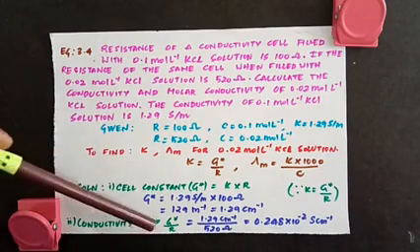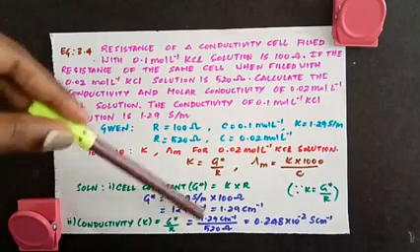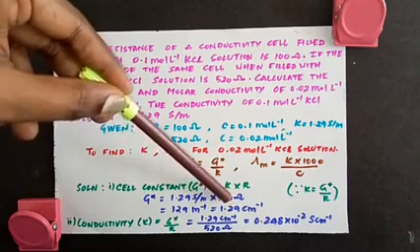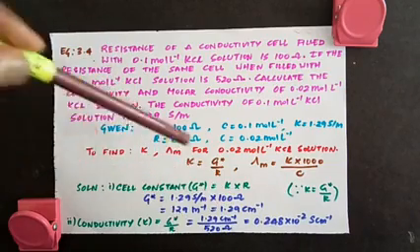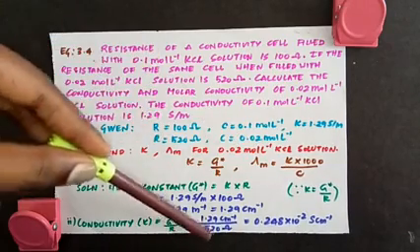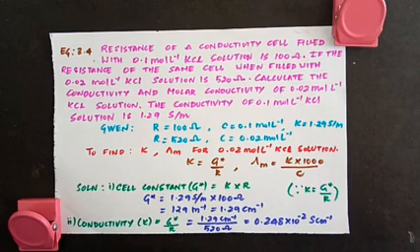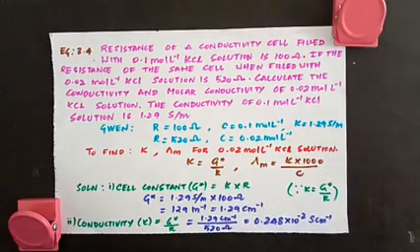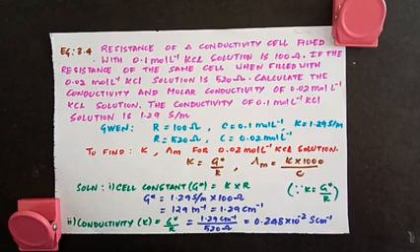So G star by R. G star just now we calculated, 1.29 centimeter inverse, divided by, you have to use this resistance because we are talking about this concentration, so 520 ohm. So the answer is 0.248 into 10 to the power minus 2 Siemens centimeter inverse. Ohm inverse is the Siemens, the SI unit. So instead of ohm inverse you can use Siemens centimeter inverse, which is the unit of conductivity, kappa.